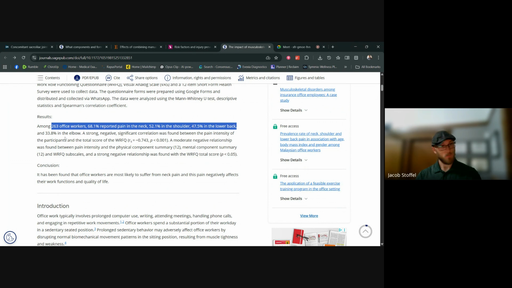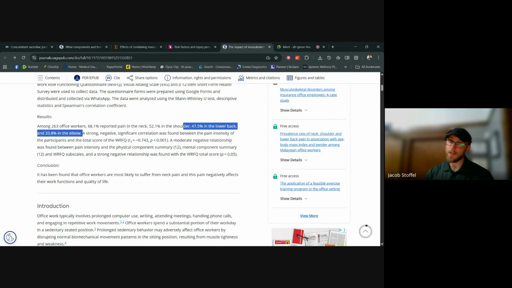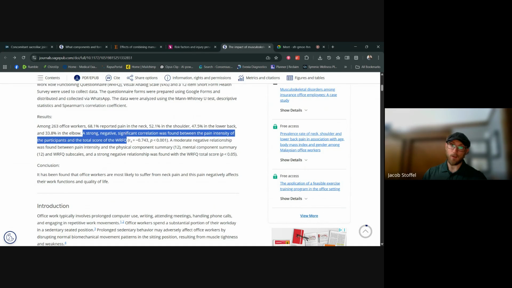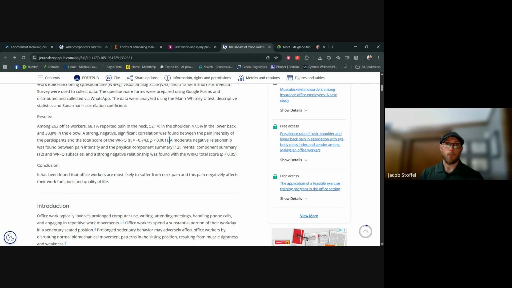Alrighty then. And 33% in the elbow. A strong negative significant correlation was found between pain intensity of the participants and what they scored on that work form. So how did they perceive their productivity at work, their work morale, etc. A moderate negative relationship was found between pain intensity and the physical component summary when they had that short form questionnaire, and the mental component summary and the workforce study subscales. And a strong negative relationship was found between that workforce study or the workforce survey total score.